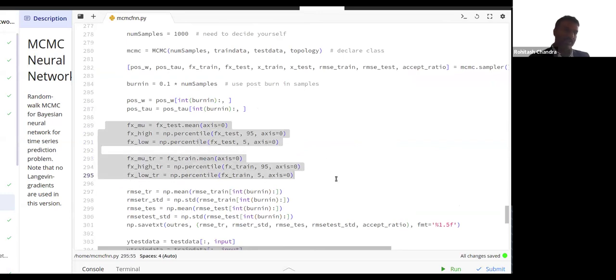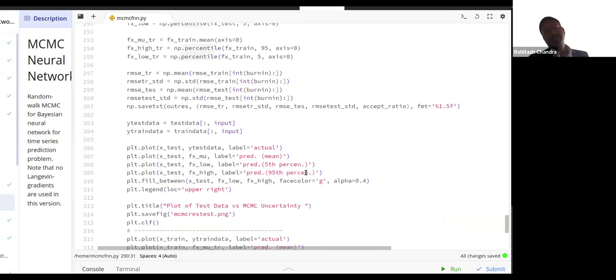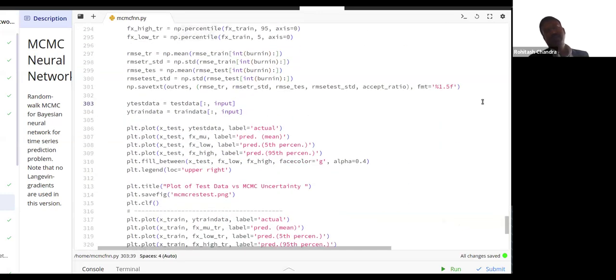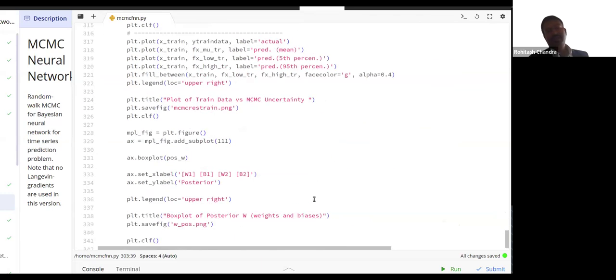Then we are trying to plot all the predictions. So what we get is the mean of all the accepted samples and their standard deviation. From the standard deviation, we can calculate the percentiles. So this is the 95th percentile and the 5th percentile. They are used for plotting, and we get the mean and standard deviation of the RMSE for training and test, and the rest.